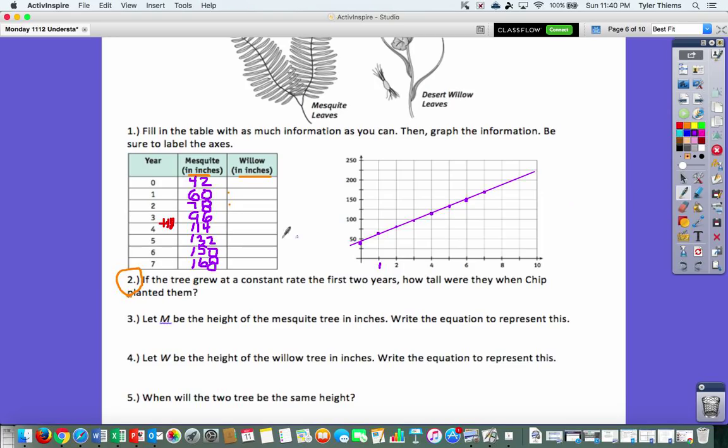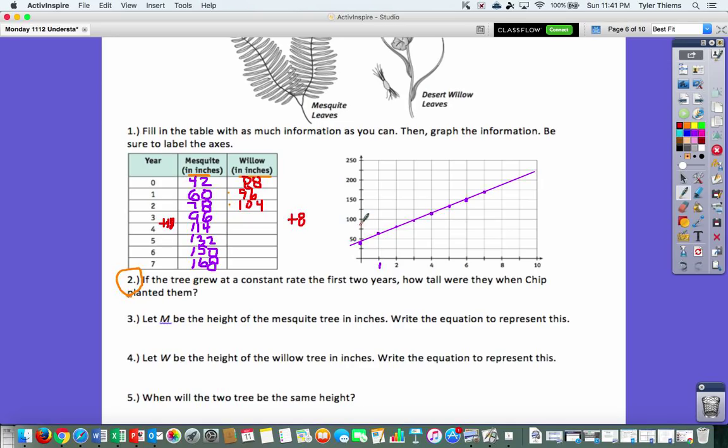I want you to press pause and fill in the rest of the table, and then graph the line for the willow tree and what that would look like. Press pause now and try that on your own. Okay, hopefully for the willow tree, you found the original height would be 88, because you'd notice that the increase each time is 8 inches. It's going up by plus 8. If you keep filling that in, you'll see what it looks like.